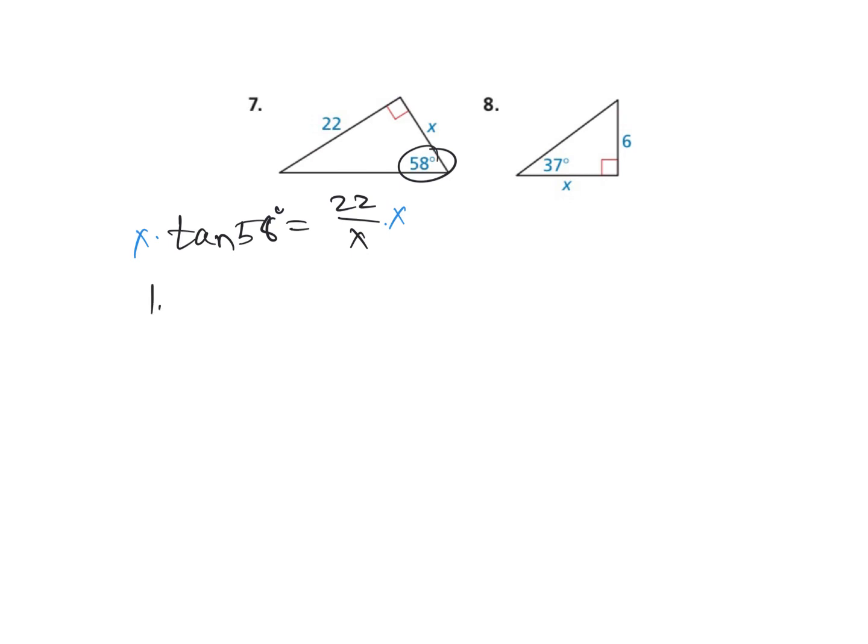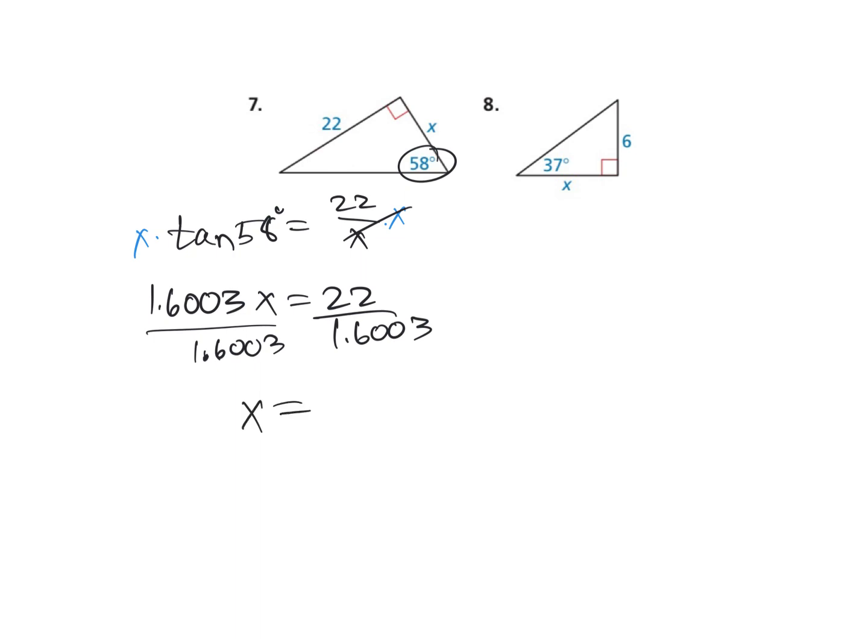So this is going to be 1.6003x equals 22. Now to get x by itself, we divide off the 1.6003, and x equals 22 divided by 1.6003, that'd be 13.7. Again, that's where we're starting on number 8, so tangent of 37.